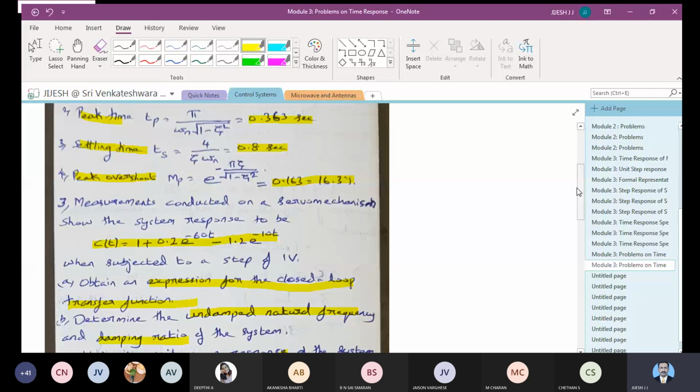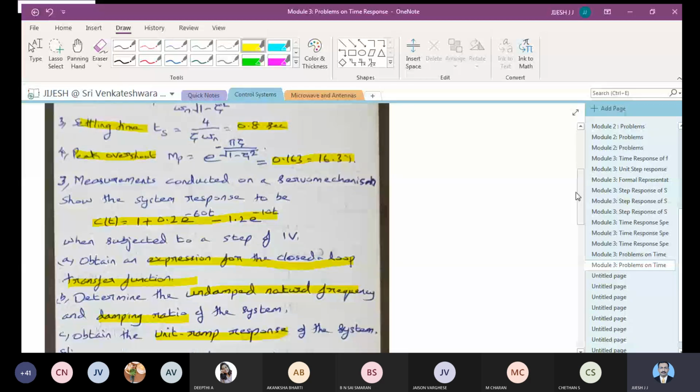So all of you have completed the second problem. You got peak overshoot as 0.163. Okay, once you complete it, just note down this problem. We will complete it in the subsequent class. If you are able to solve it, it is good. You can just note down the problem.